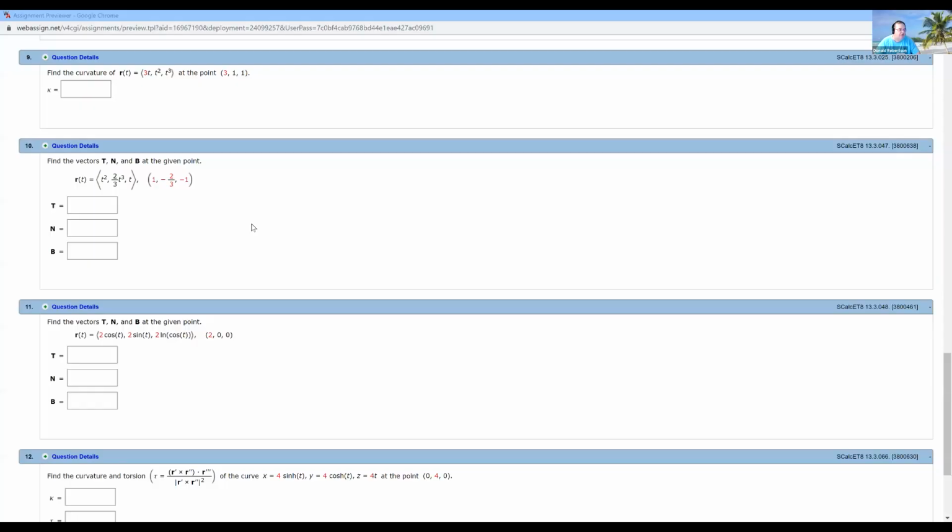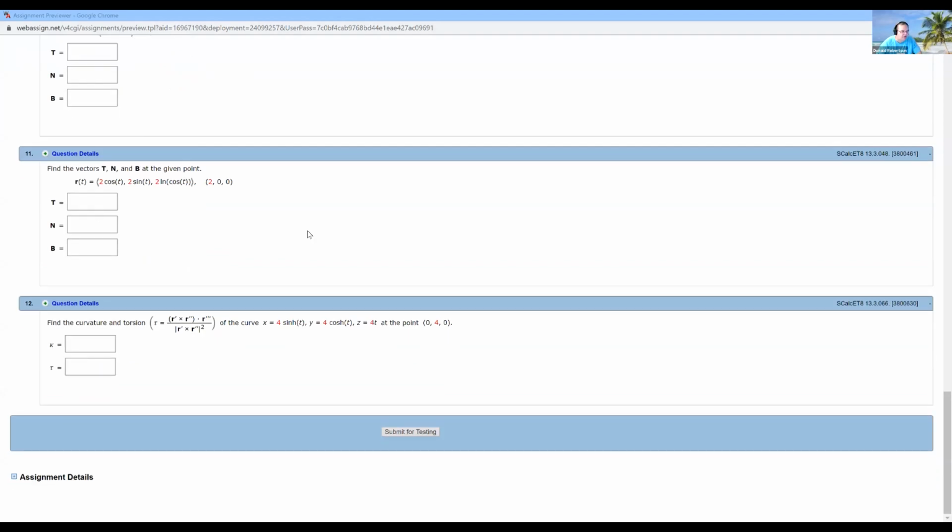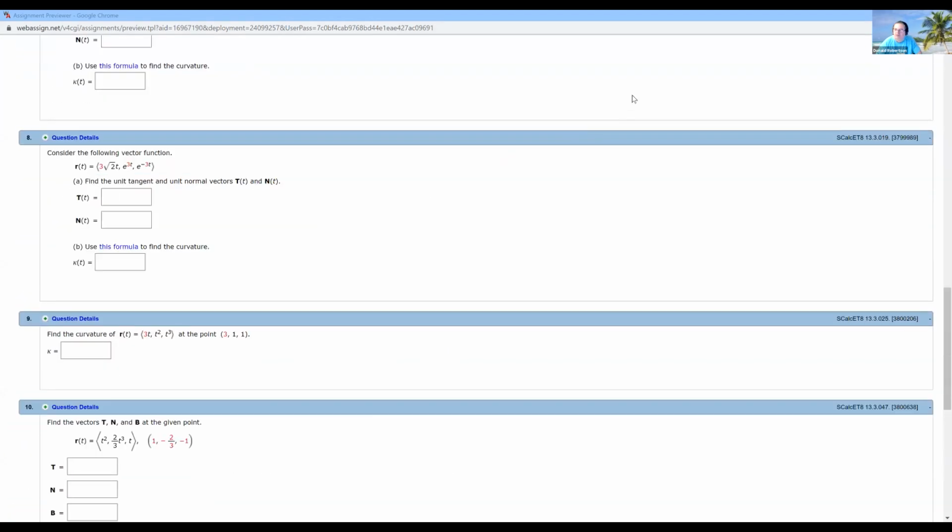What's the time like? I'm going to look at some homework questions because they give me examples that don't turn out funny. Right, we've done curvature, so I'll skip that.